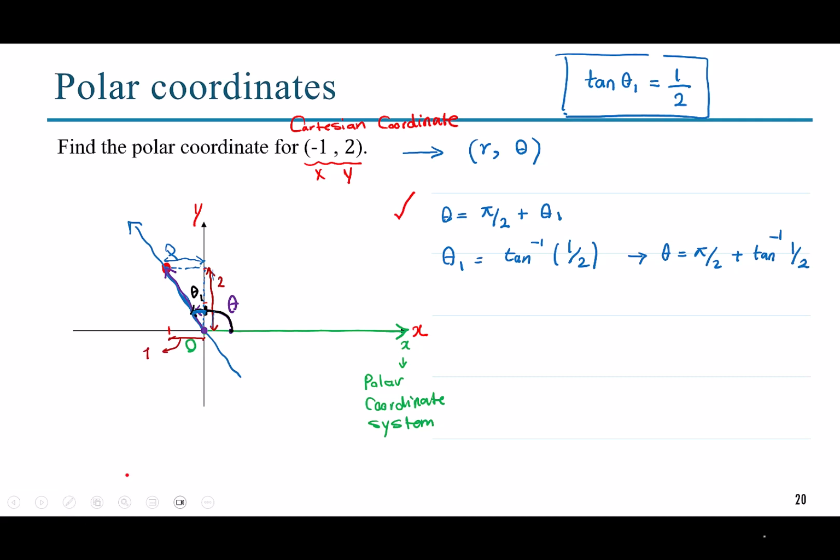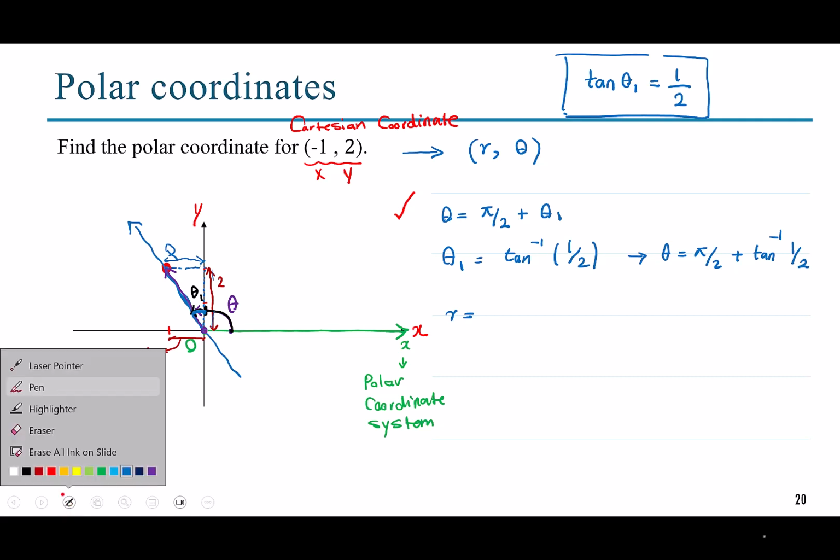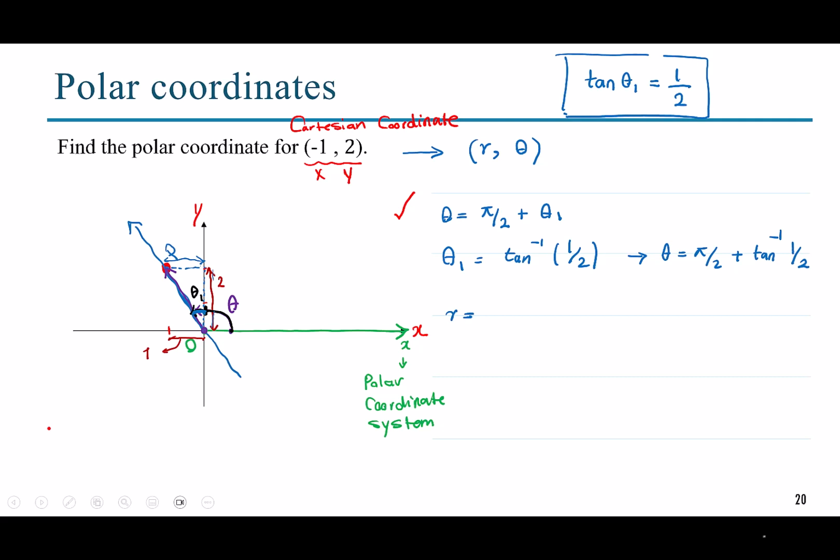Now I need to find r. What is r? We said r is the directed distance from the origin. So my r is, this is my point. R is the directed distance from the origin to point P. Directed meaning, is it in the positive direction of my ray that I found using theta, or negative? In this case, you can see this is the positive direction. This is the origin. This is the positive direction of the ray. This is the negative direction of the ray. So my point is in the positive direction. So the first thing I understand is that r is positive.